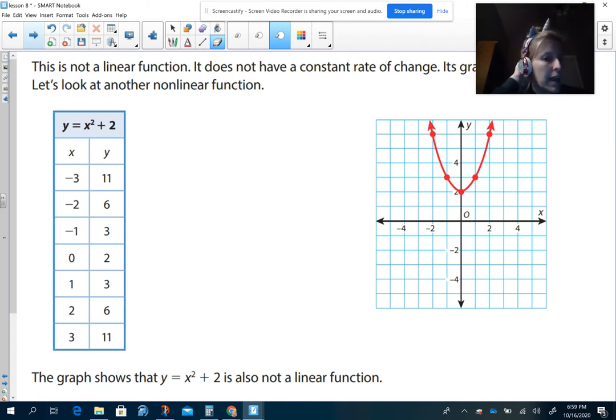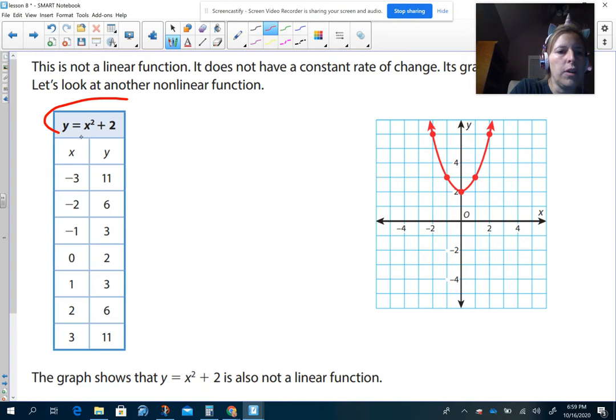All right, so let's look here. We're going to look at the table and we're going to look at the graph. So look at my table. I even gave you the equation, okay? What's wrong with my equation? What does it have? Absolutely. I want you to pause the video and find the rate of change on this table. In your books, you could pause it and go ahead and find the rate of change. Go.